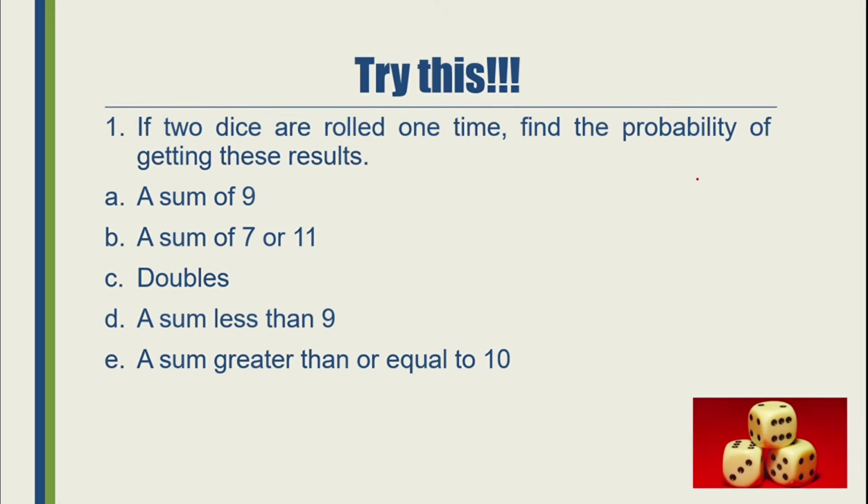Next, we have here, try this at home. If 2 dice are rolled one time, find the probability of getting these results: a sum of 9, a sum of 7 or 11, doubles, a sum less than 9, and a sum greater than or equal to 10. Try this one at home.